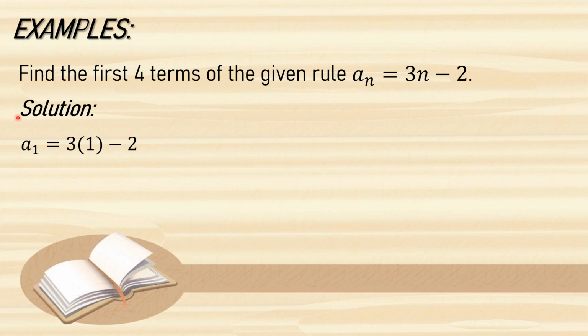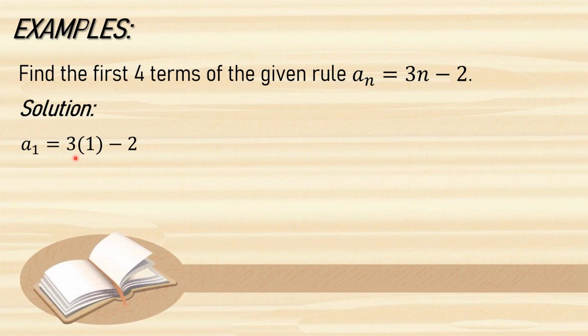So first is the number 1. So therefore, yung n is papalitan natin ng 1, kaya magiging a sub 1 is equal to 3 times 1 minus 2. Kapag magkatabi ang constant at ang variable, the operation is multiplication. So hindi natin kailangan maglagay ng x dito bilang symbol ng multiplication dahil magiging considered variable yung x. So gamitin natin yung open and close parentheses.